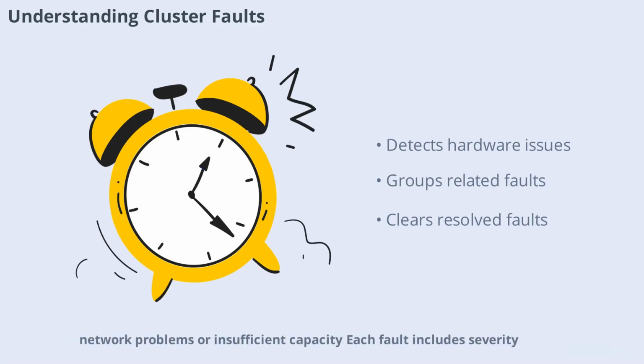Each fault includes severity, a description, recommended actions, and location information. The health service groups related faults to identify root causes, reducing noise and helping administrators focus on what matters most. Faults are automatically cleared when the underlying issue is resolved. Monitoring and responding to faults promptly is essential for maintaining cluster health and preventing downtime.